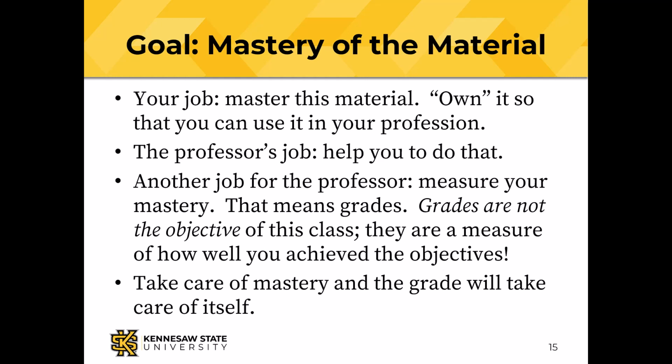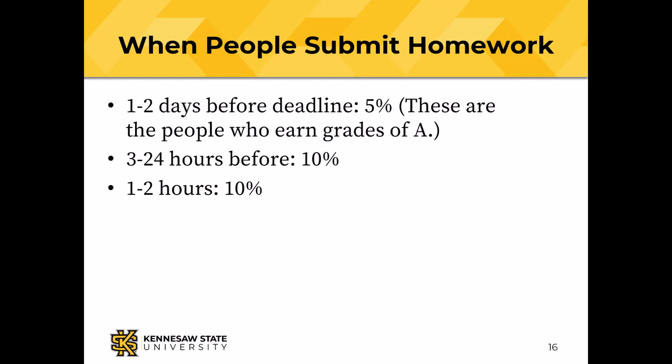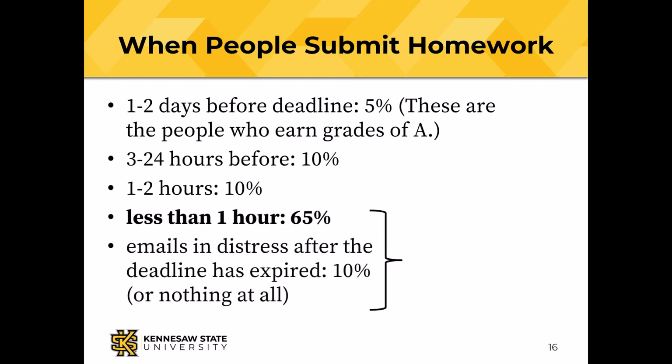I did a little experiment a couple of years ago and looked at when people submit homework. About 5% of them submit homework 1 to 2 days before the deadline. These are the people who consistently earn grades of A. 10%, 3 to 24 hours before the deadline, so the same day but with plenty of time. 10%, 1 to 2 hours before the deadline.